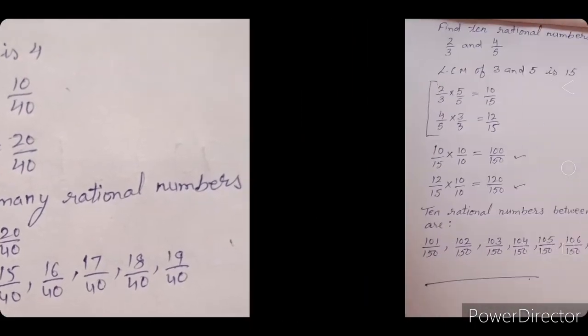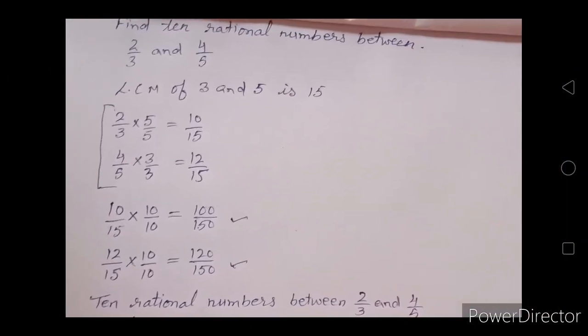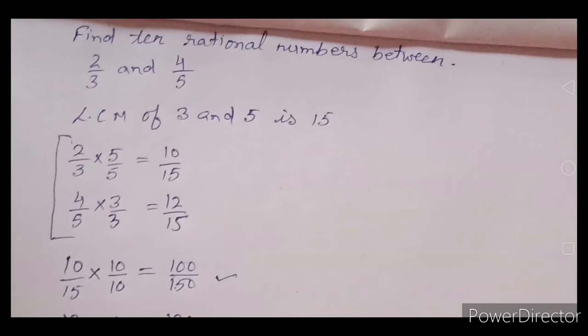Let us see the next example. Find 10 rational numbers between 2 by 3 and 4 by 5. Now here are 2 by 3 and 4 by 5, two numbers. We have to find 10 rational numbers between these two numbers.